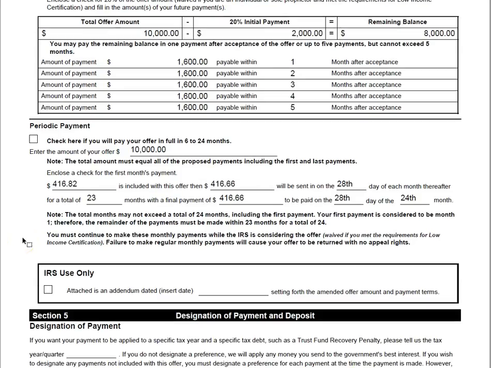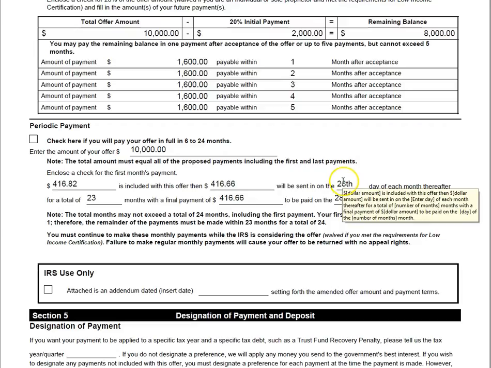The periodic payment offer is an offer set up where you're making installment payments against the amount you're offering throughout a 2-year period while the offer is in acceptance and until that 2 years expires. So here we've put in the same $10,000, and what I've done here is I've broken out the payments. So what I did was I took 10,000, divided it by 24, and it comes up with 416.666667 endless.